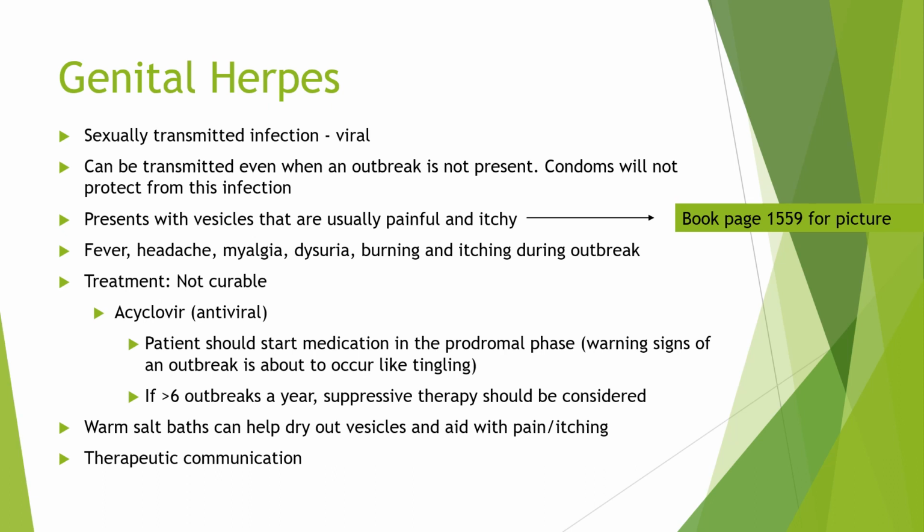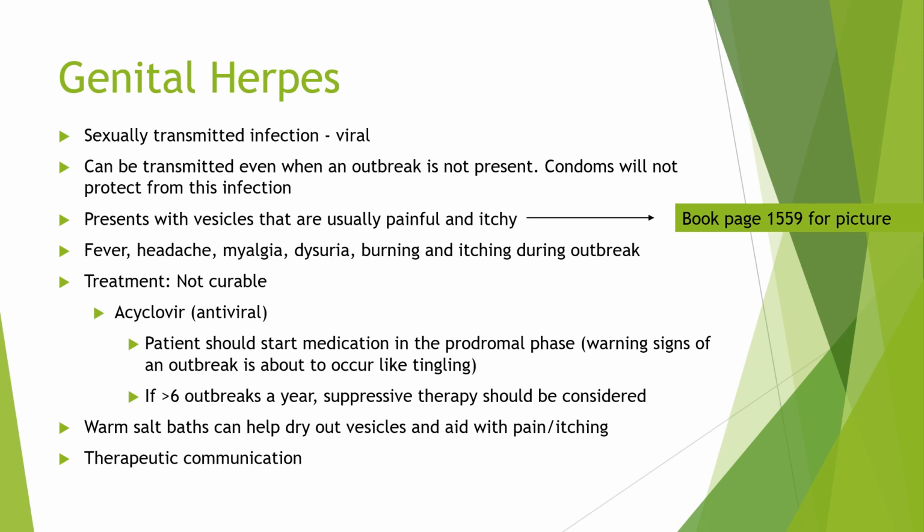Acyclovir is an antiviral. So this is something that we want the patient to start in the prodromal phase, or the phase where they kind of have a warning sign. If you have ever had a cold sore and you have a tingling on your lip and then the next day the cold sore pops up, that tingling is that prodromal phase. Same idea. So we want them to start the medication, that acyclovir, as soon as they have any sign that an outbreak is starting, because that will help lighten the outbreak. If they're having more than 6 outbreaks in a year, we want them to consider taking daily acyclovir at a low dose, and that's called suppressive therapy.